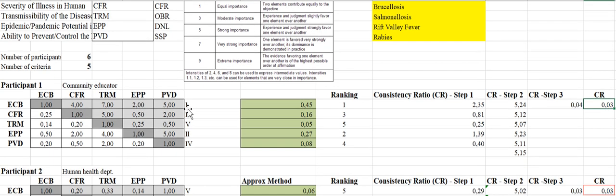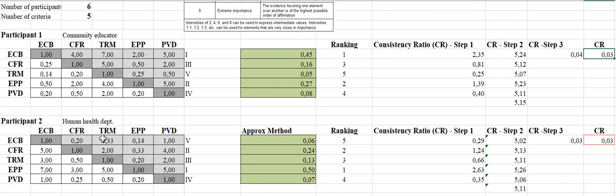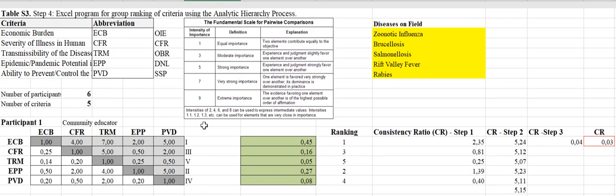And I already made the participant, as a participant also from a human health department, and I want the epidemic potential to be ranked first. I hope it helps.